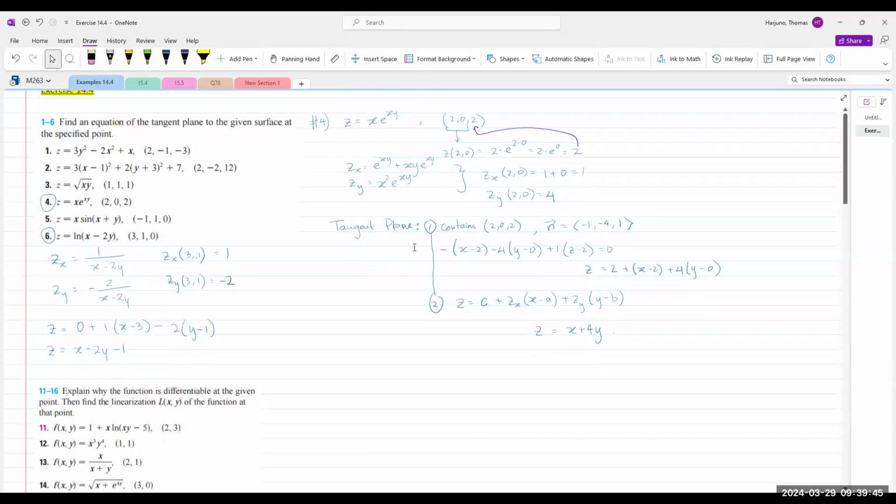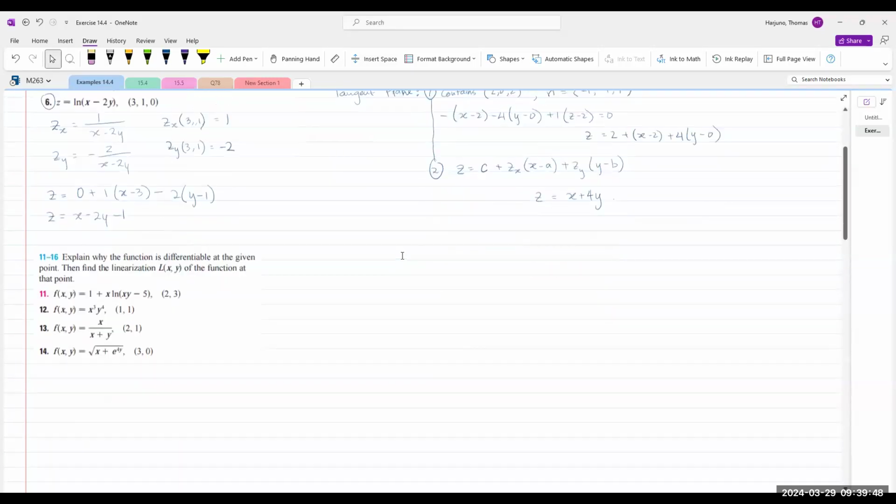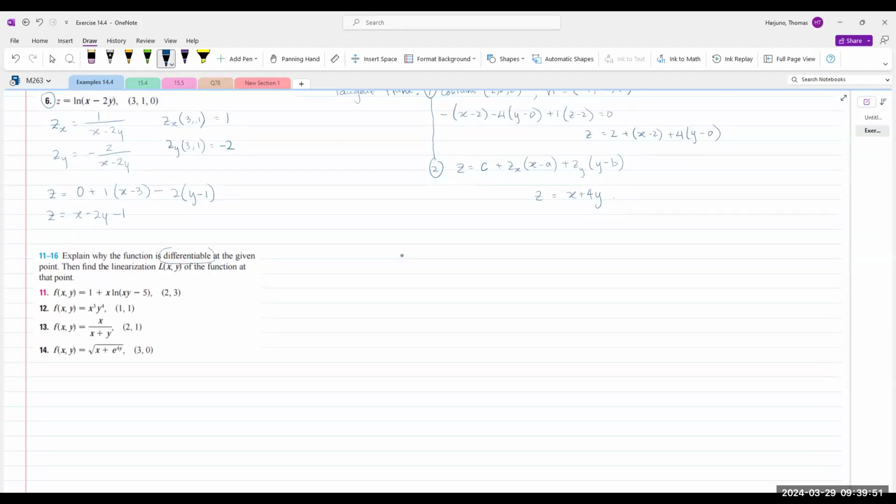Okay, next, explain why the function is differentiable at the given point. To show that the function is differentiable at the given point, I think what you need to show is only that the partial derivatives exist and are continuous in the surrounding of that coordinate, in the neighborhood of the point.